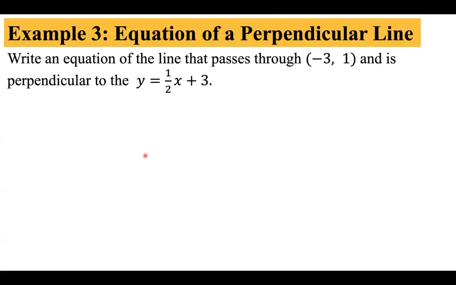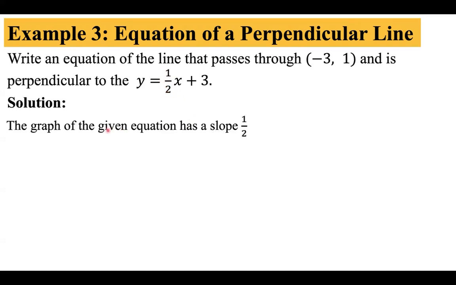Now, an example of perpendicular equations. Let's say I want to find an equation that passes through the point (-3, 1) and is perpendicular to y equals 1/2 x. Now, the key point with perpendicular lines is that the slope of this equation right here and the slope of that perpendicular line should be negative reciprocals. The reciprocal of 1/2 is 2/1, which is 2, and the negative of that would make it a -2.